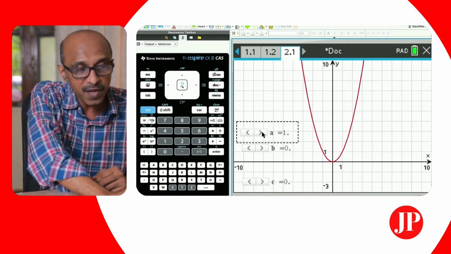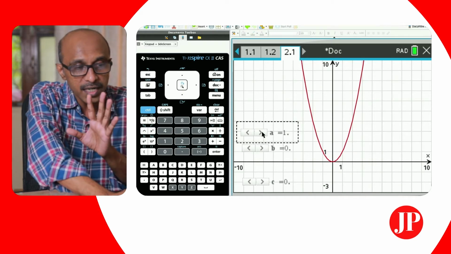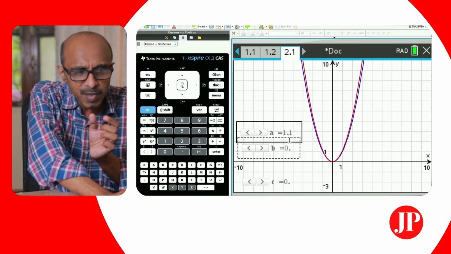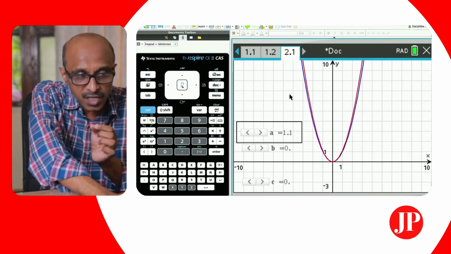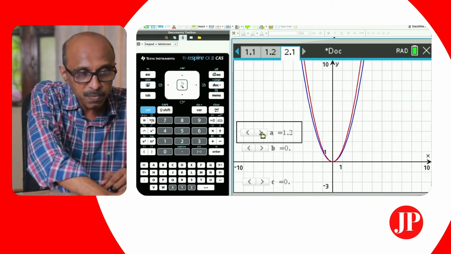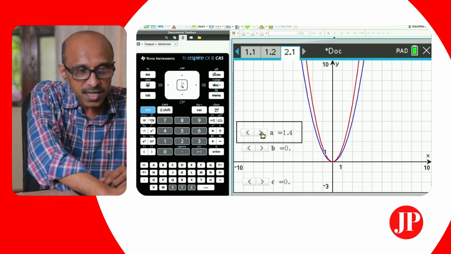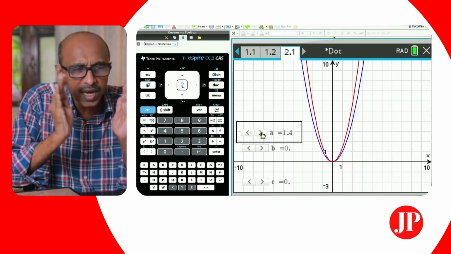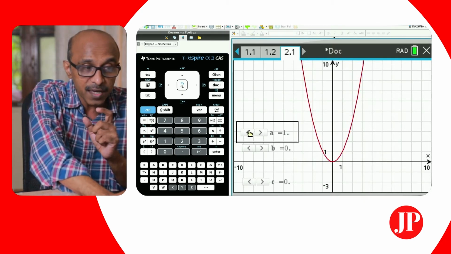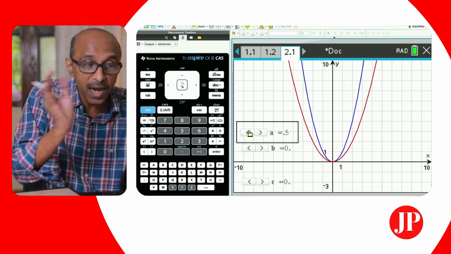When I change the value of a, notice how the quadratic changes now. These might be subtle changes because it's just increasing by 0.1. Can you see how the red graph has changed? The blue is the original one. If I change a again by 0.1, can you see? It's more or less moving closer to the y-axis. And when I decrease the value of a, notice the change. It's becoming wider now.